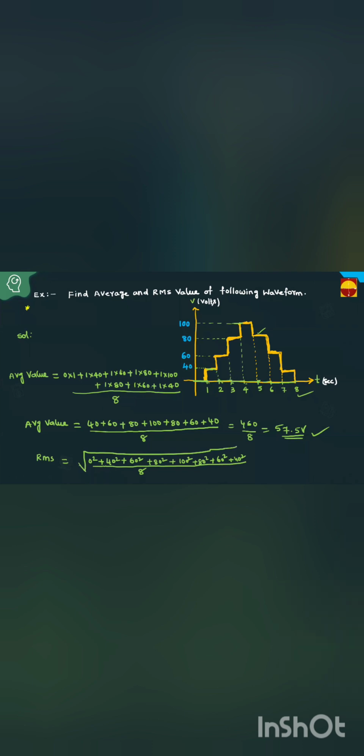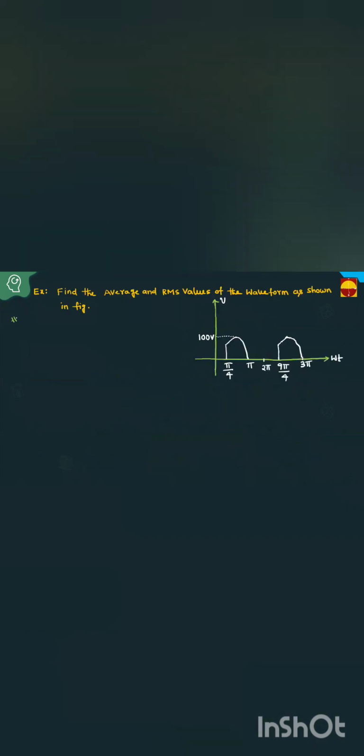Square root. Root mean square value. Simply you can do like this. Then by simplifying this, how much can you get, students? 64.42 volts. 64 point. Clear? Like this. This you try for homework for practice. Find the average and RMS values.